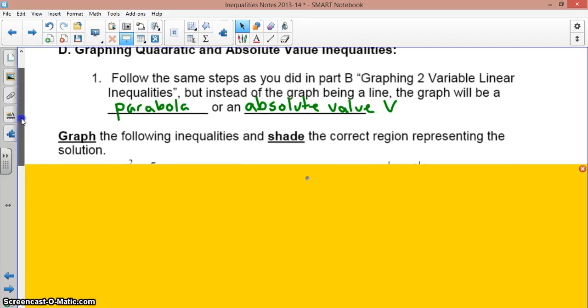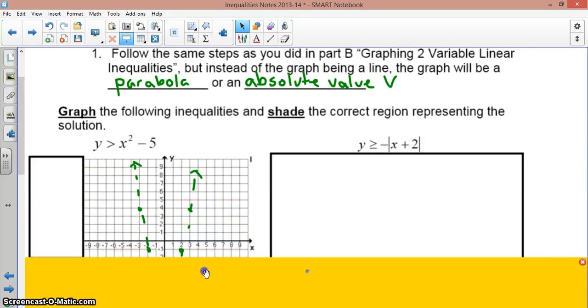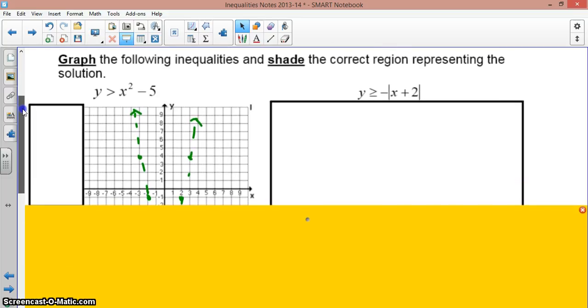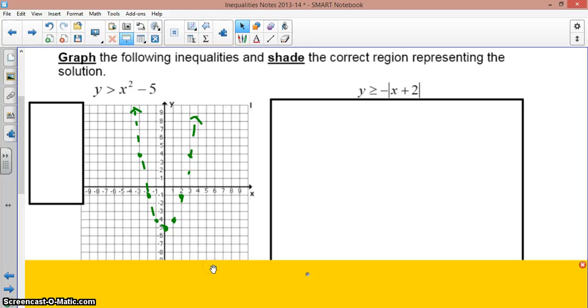So here's our example. We have y is greater than x squared minus 5. So that means we have a parabola that shifted down 5 units. I have a greater than sign, so that means I'm going to have a dotted parabola this time. It would be a dotted parabola.